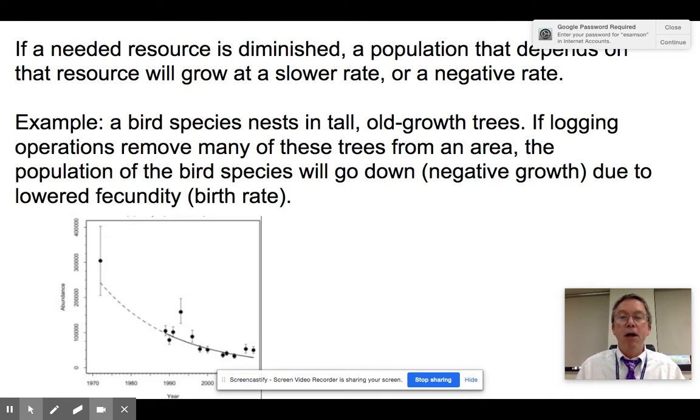So let's just say there's a bird species that makes a nest in a particular kind of tree. Well, let's just say that tree now becomes infested with a particular type of invasive species, and those trees all fall down, or people want to chop them down. For whatever reason, those trees become less available. Well, then that bird is less able to reproduce, so its birth rate is going to go down. It has less fecundity, and as a result, we see a diminishment in its population, or negative growth rate.